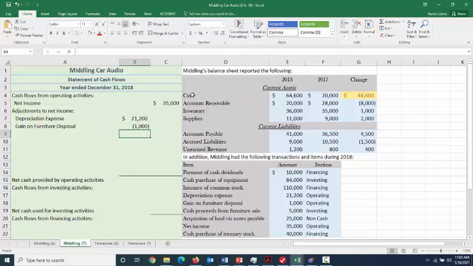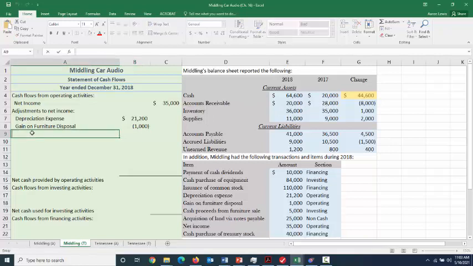We're not going to report the change in cash. Why? Because that is our answer at the end. The reason that's provided for you is so you know what number you're working towards. But we do need to adjust our net income for the changes that we had in our other accounts. So what happened to accounts receivable? Accounts receivable decreased by $8,000 during the period.